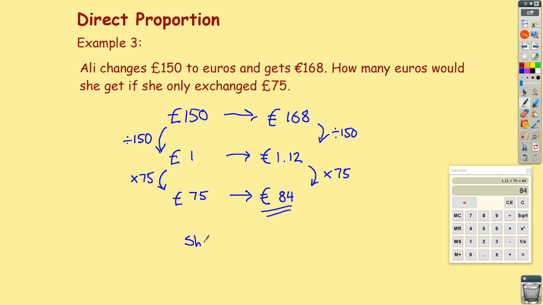She would have received 84 euros for £75. Something along those lines, okay? You can play around with the sentence structure a little bit.